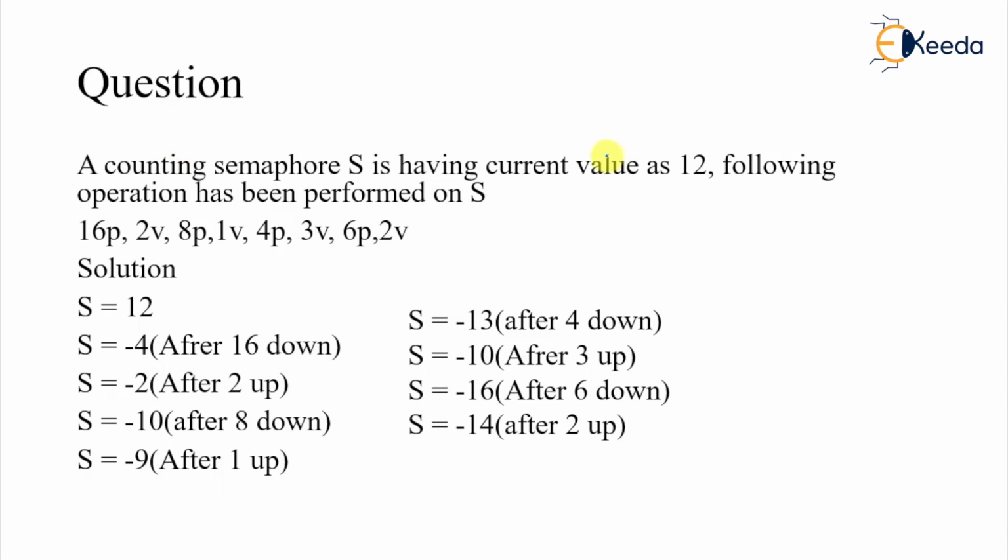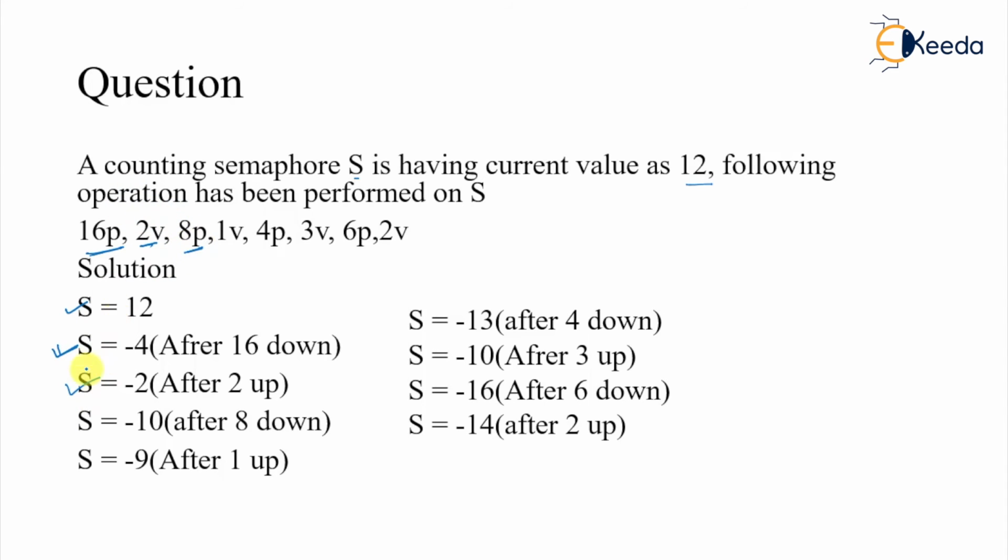This is also a simple question. If semaphore S has a current value of 12, the following operations have to be performed on S. So start with this value 12. After 12 P, the down operation, it will become -4. After 2 more V, it will be up by 2, and that will become -2.